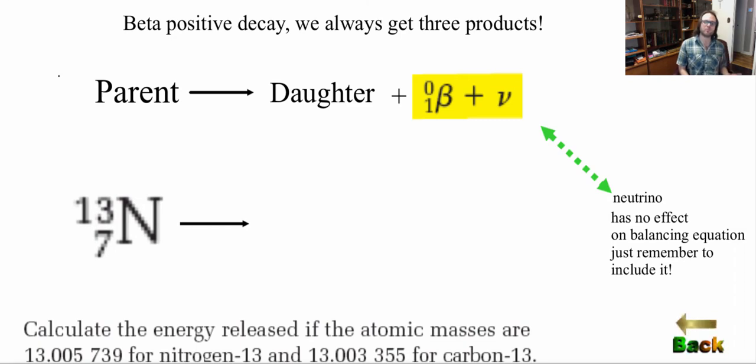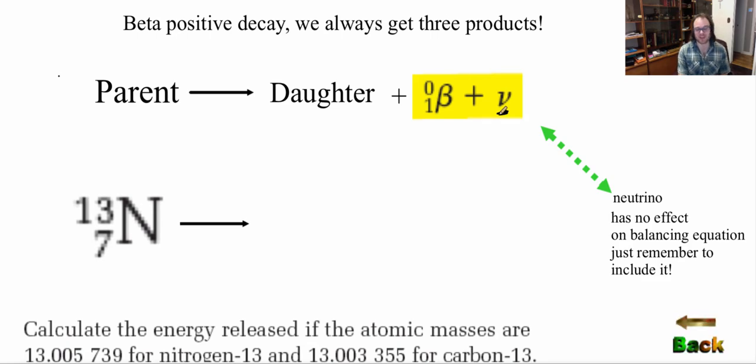Whenever we do beta decay, we always must add in this little neutrino. It really doesn't affect the balancing at all. You just have to remember to include it. We don't really get into why the neutrino is there in this class, but just remember to include it for beta decay. One other thing we have to look at for beta decay is that we are losing a positron, and when the positron leaves, that's going to leave my charges unbalanced. So let's take a look here.